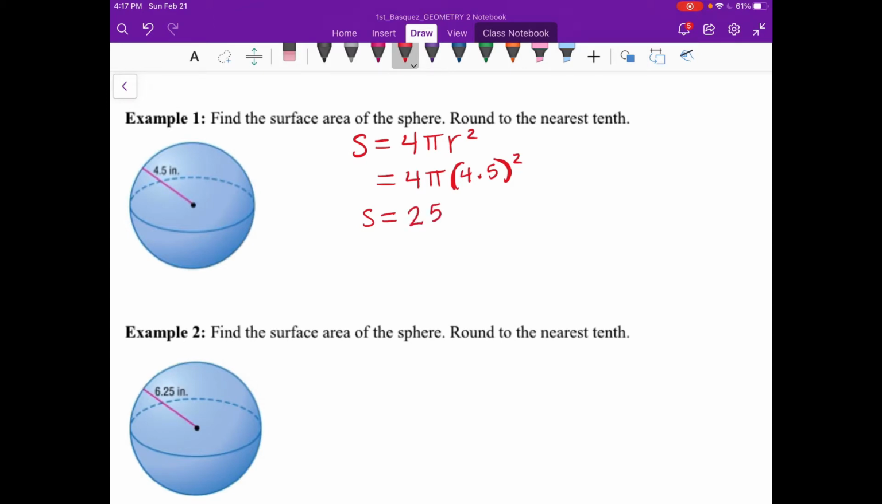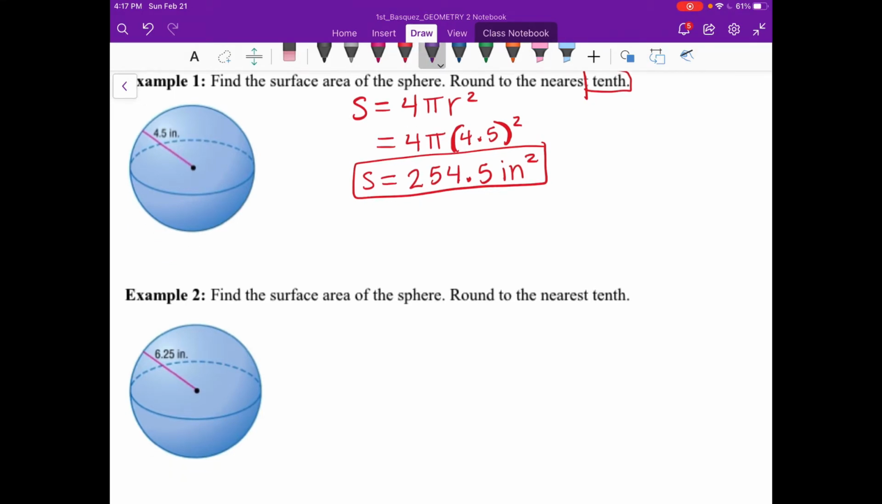In this case, your answer should be 254.5, and we're rounding to the nearest tenth, so 1 decimal place. That's why I just did 0.5. The units are inches, and they are squared because surface area is still talking about units squared.